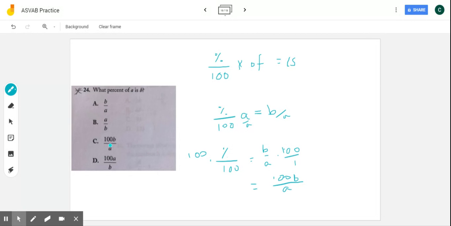All right, I think the answers are a little tricky. The key is recognizing that it's asking what percent, and we're assuming that that's in percent form, so we have to divide it by 100. And so that's where this 100 comes from.